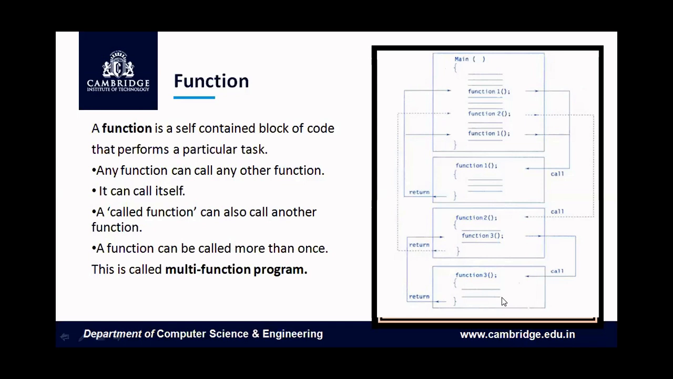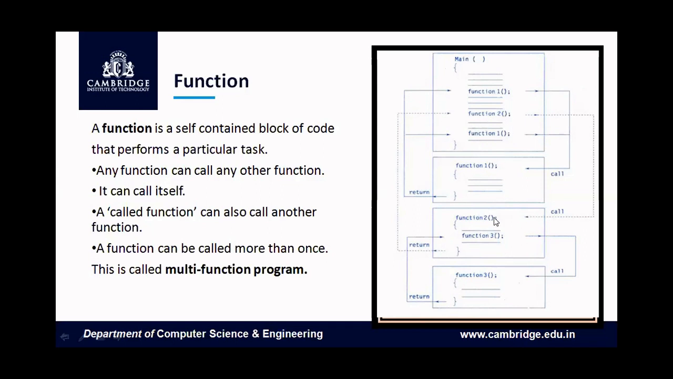Then the control will return back to function 2, because function 2 itself called function 3. After executing the complete work of function 2, after finishing its task, it will return the control back to the main function. Again, after executing certain instructions, we are again calling function 1. The control again goes to function 1, executes the instructions, whatever you have written. Again, the control will return back to the main function.